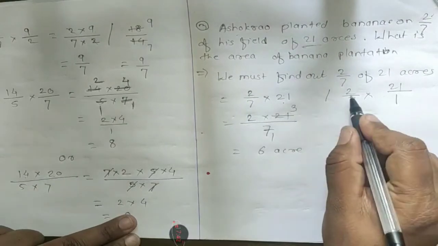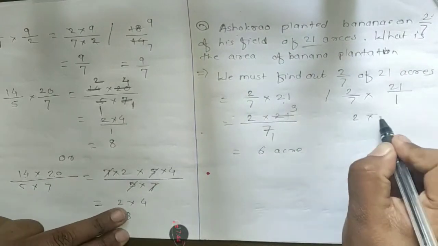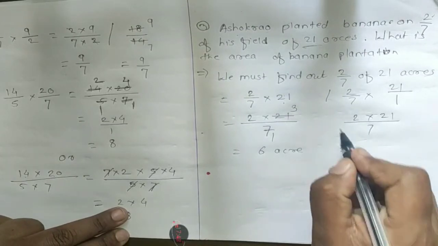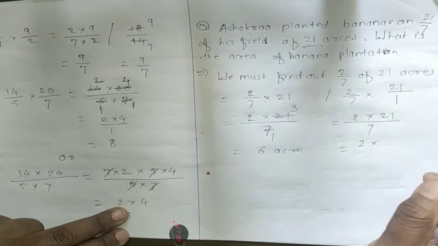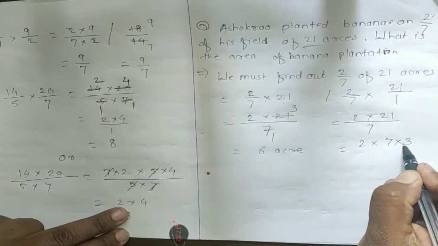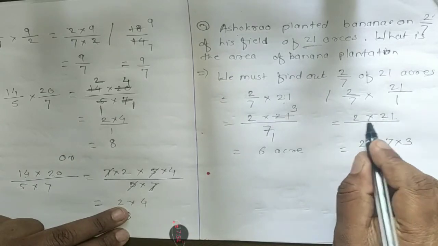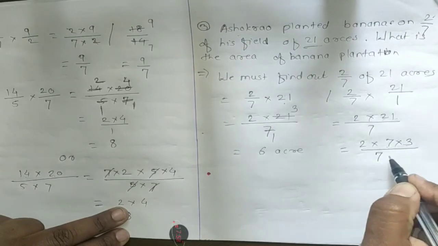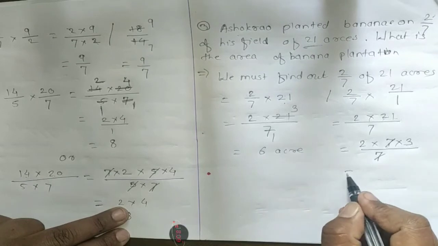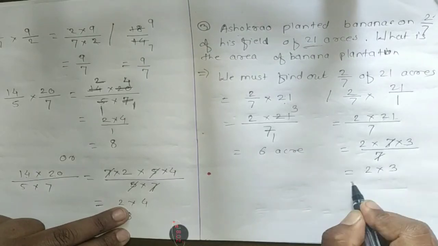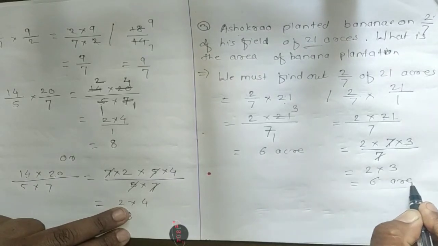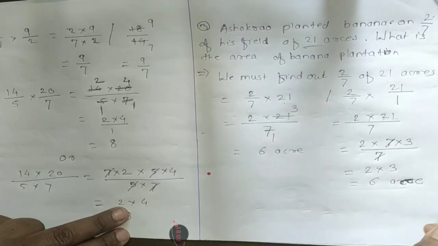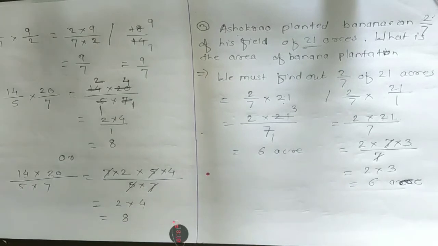Or another method is there. 2 into 21/7 is equal to 2 into 21 means what? 7 into 3, 7 3s are 21. So instead of 21 you write here 7 into 3 over 7. 7 gets cancelled with 7. So 2 into 3 is equal to 6 acres of land. 6 acres of land he planted with the banana trees.